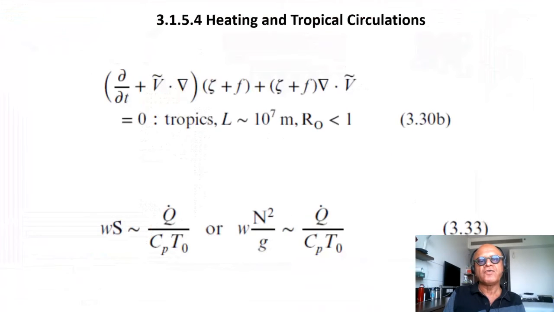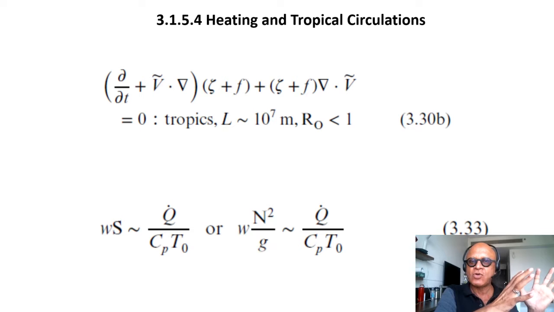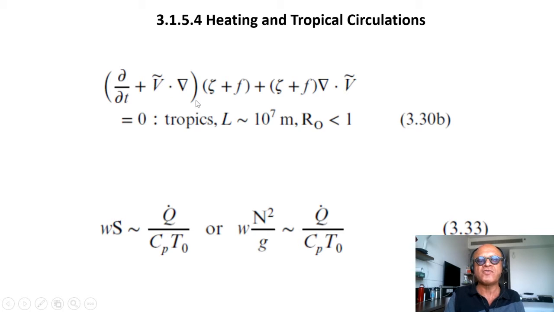We will move now into how the tropical circulation gets set up with the heating. So we will relate our vorticity balance equation to the heating term and see schematically how the dynamic circulation actually evolves. Remembering our vorticity balance equation, we said this additional term occurs at the scale of 10 to the 7 meters, which are the large-scale tropical systems, and the Rossby number is less than 1 at this scale.